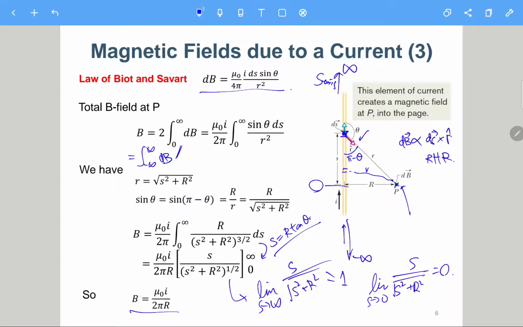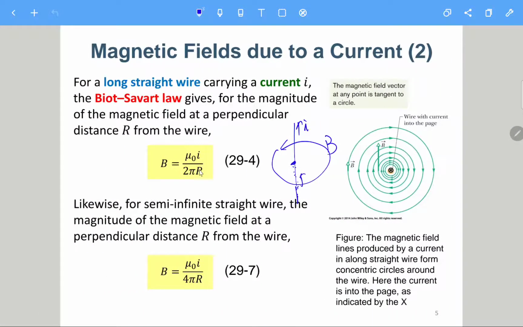So finally we come up with this expression for a long straight wire, and here it also implies that if it is a semi-infinite straight wire, then it is only half of this value. So we have equations 29.4 and 29.7 for the long straight wire and the semi-infinite straight wire.